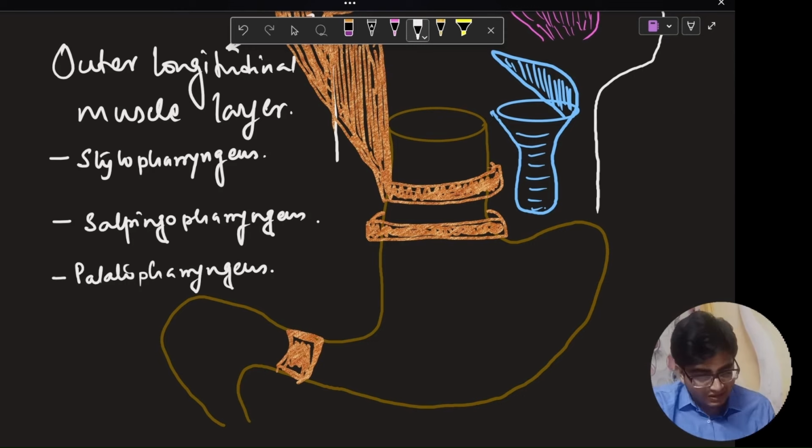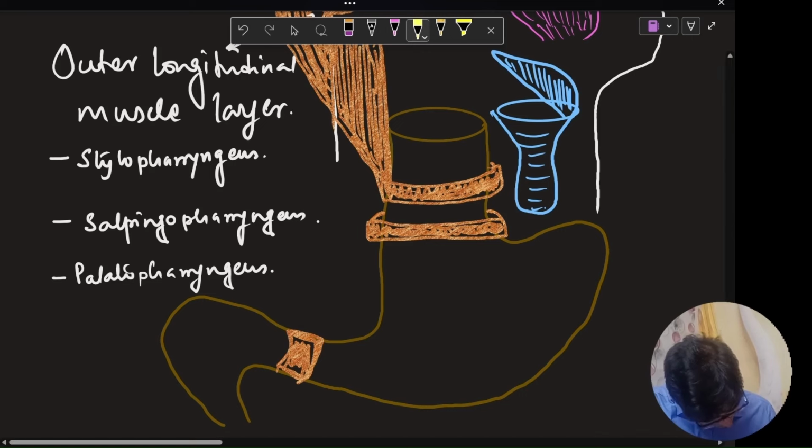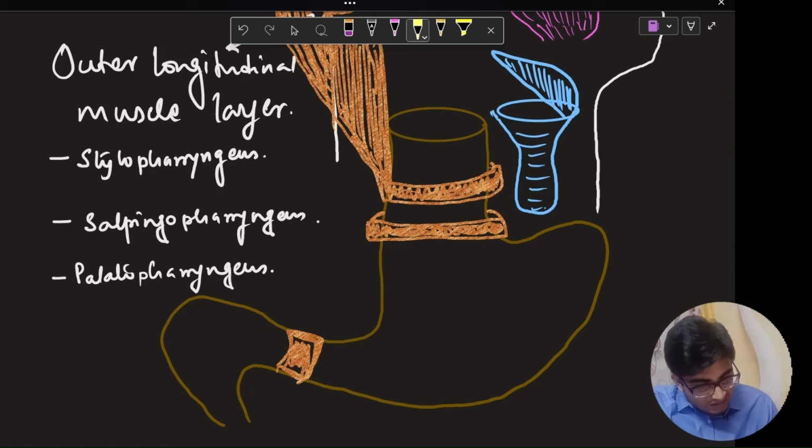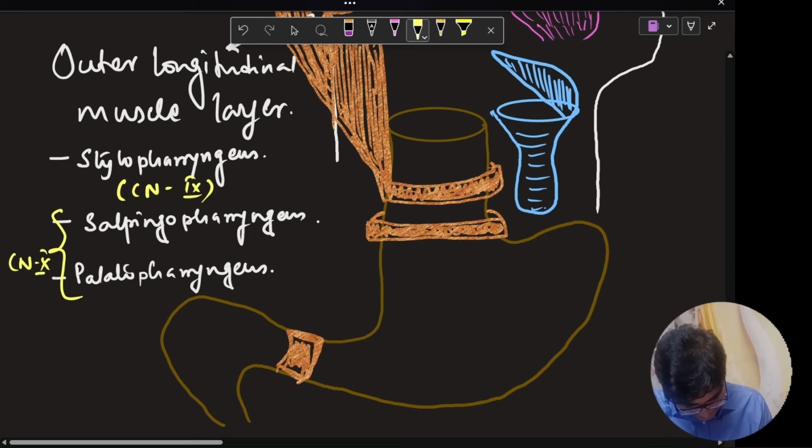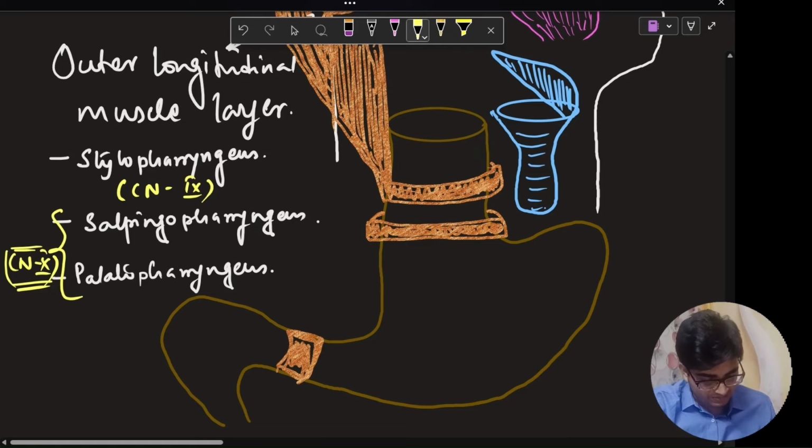The stylopharyngeus muscle is supplied by the cranial nerve nine, whereas the other two muscles are supplied by cranial nerve ten. Good. Now what happens?